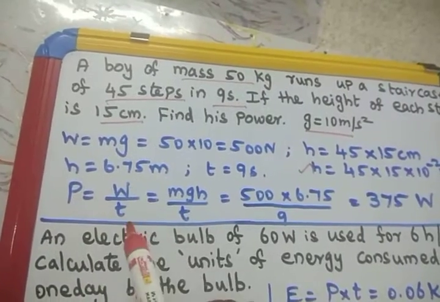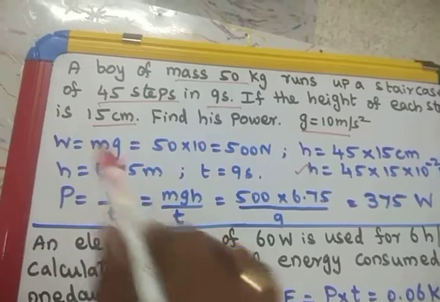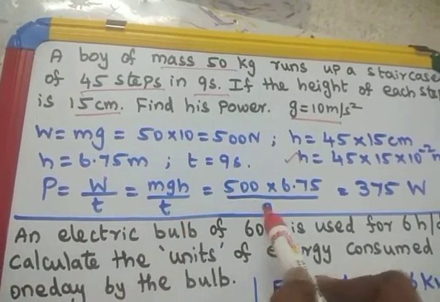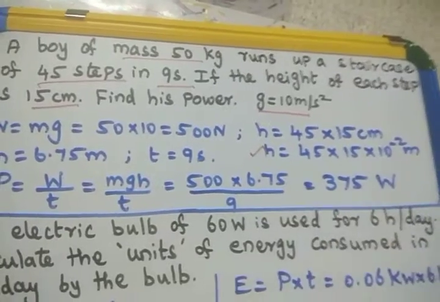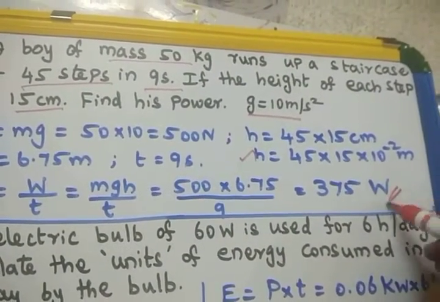So power is equal to work done by time, that is mgh by t. Instead of mg, the weight is 500 Newton. Height is 6.75 and t is 9 seconds. We get an answer of 375 watt. That is the SI unit of power.